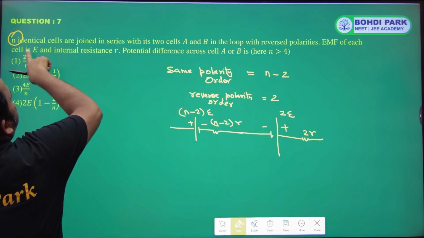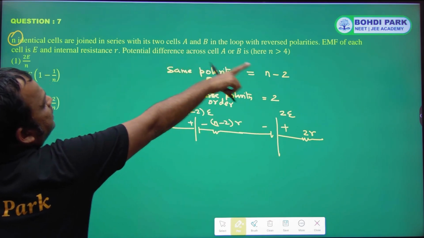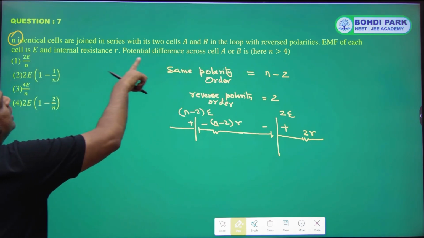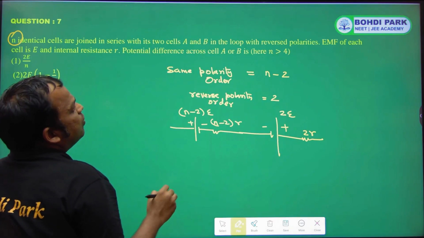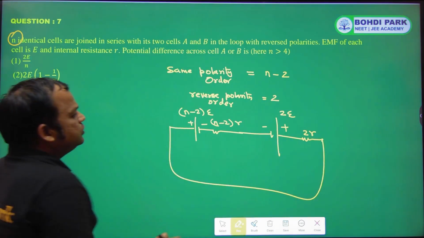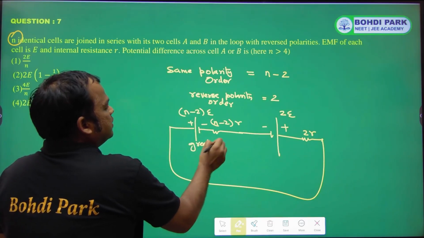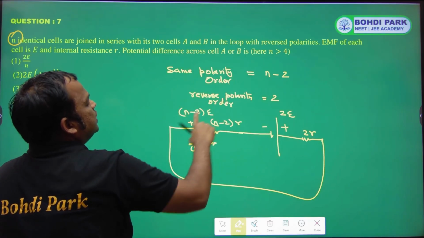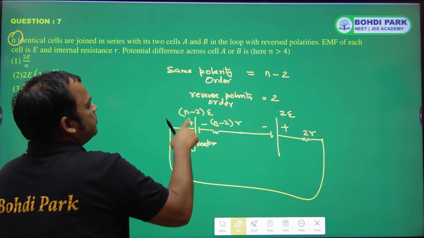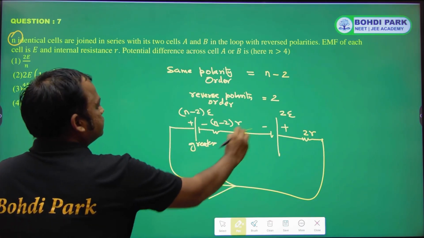Now they are forming a loop joined in series in a loop with reverse polarity, EMF of each cell E, potential difference across A or B. So let's join this. Now it is a loop. Now if we assume this is greater, because N is greater than 4, so this will be greater, so it will dominate. So current will be like this.